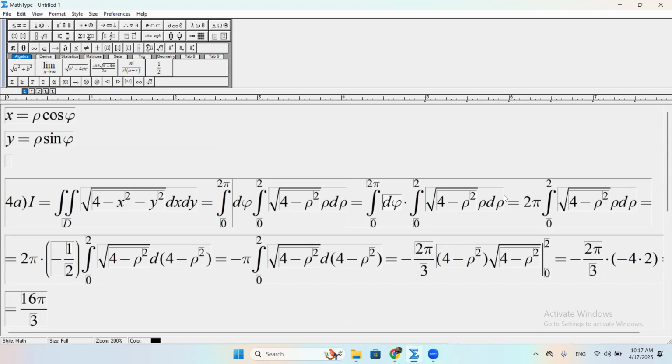More questions? Okay, if you have no questions, let's have a break for now for 5 minutes, and then we will continue calculating double integrals in polar coordinates.